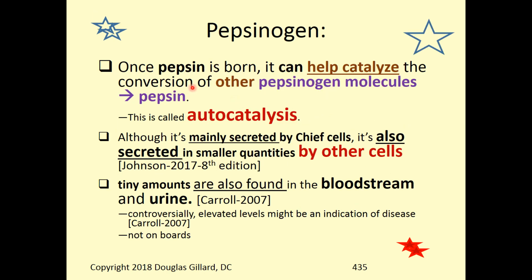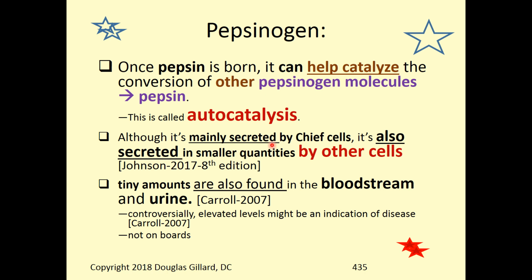And so there's autocatalysis. Once pepsin is born, it can actually self-catalyze. Other pepsinogen molecules are converted to pepsin not by hydrogen ion, but by pepsin. So that's kind of strange. Remember, boards like strange stuff, so that would be a good physiology one.